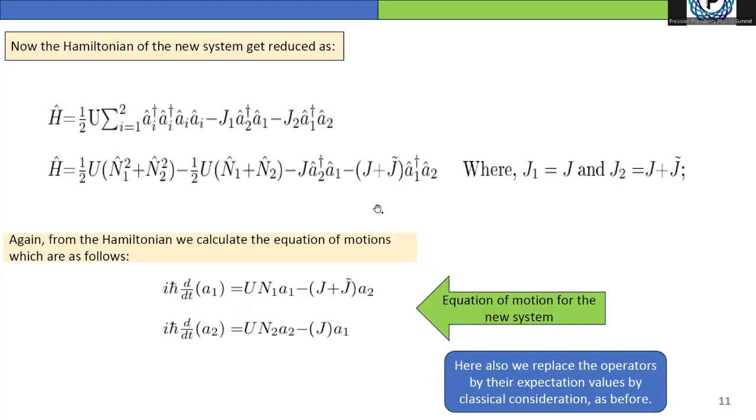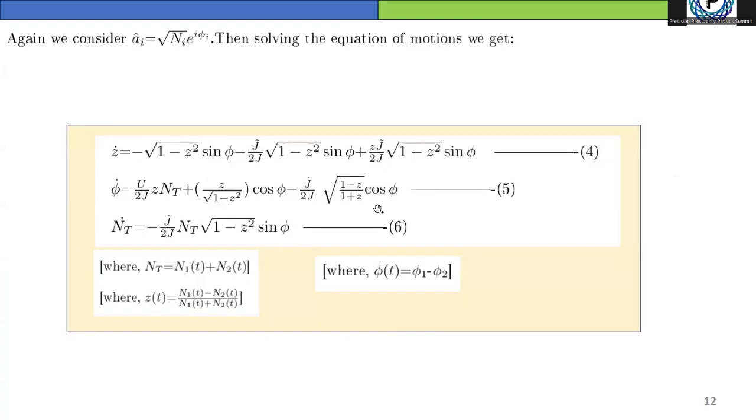So for this new system also we calculate the Hamiltonian, but here the change is that J1 and J2 are not the same. One is J plus J tilde. And in a similar way, we solve the equations of motion. Next, by introducing a phase factor, we solve the equations of motion and get z dot, phi dot, and nt dot. But the interesting thing is that previously we had non-zero z dot and non-zero phi dot, but here we get a non-zero nt dot. It means in this case, the total number of particles of the system is not conserved. So particles can enter our system from an external box, or particles can exit from our system.